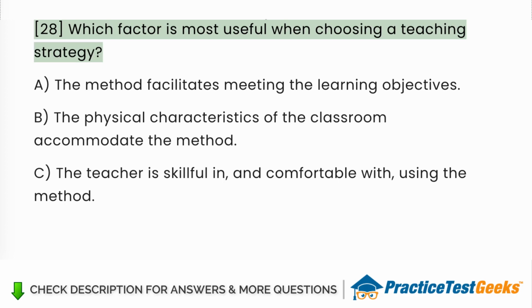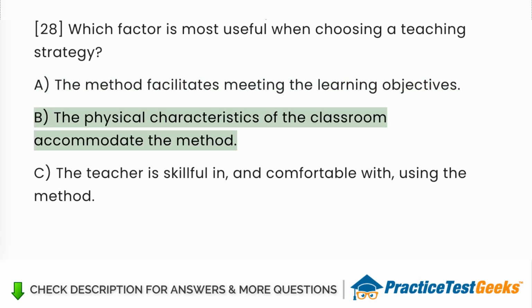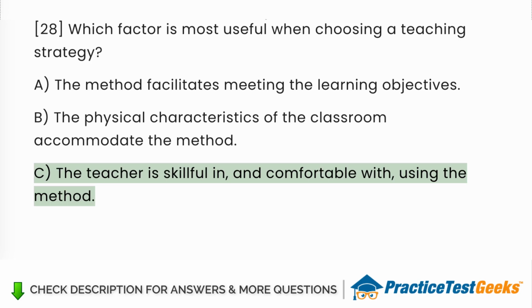Which factor is most useful when choosing a teaching strategy? A. The method facilitates meeting the learning objectives. B. The physical characteristics of the classroom accommodate the method. C. The teacher is skillful in, and comfortable with, using the method.